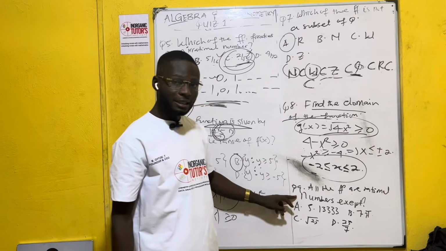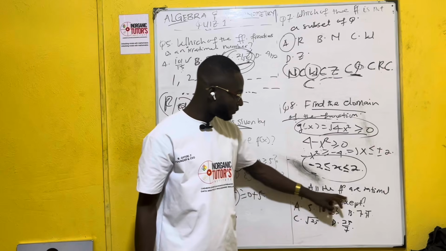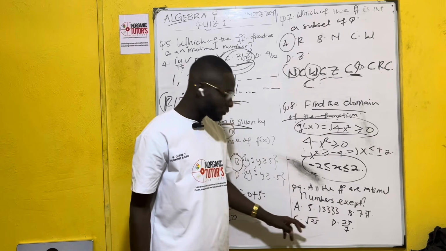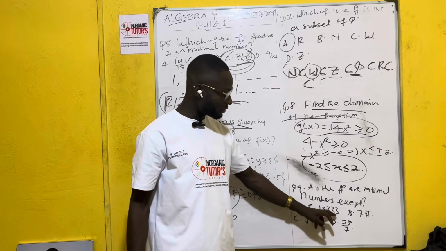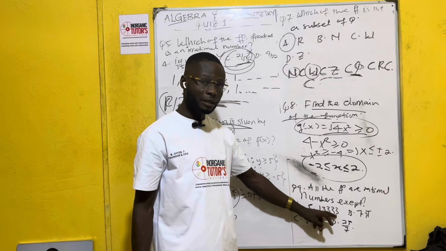Now, with question number 9, it says that all the following are rational numbers except, so we have 5.1333. So it means that this keeps occurring, right?